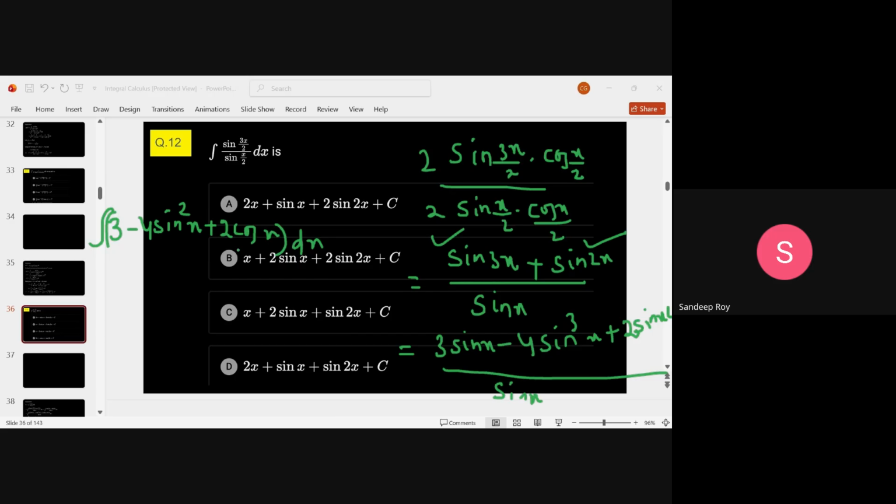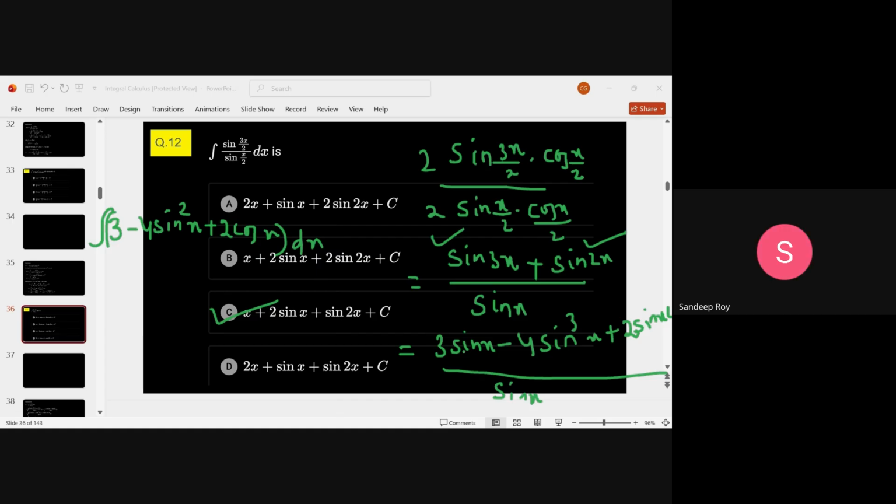So the answer for this question is option C. Last few steps are left, that you can do, I think. So option C is correct. Any doubts so far? Shall I go to the next question if this is clear?